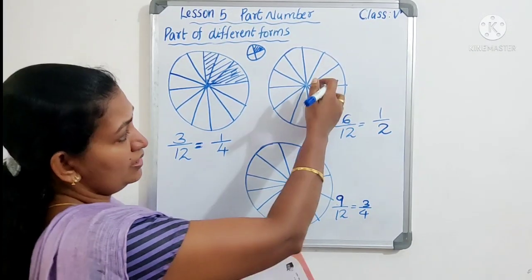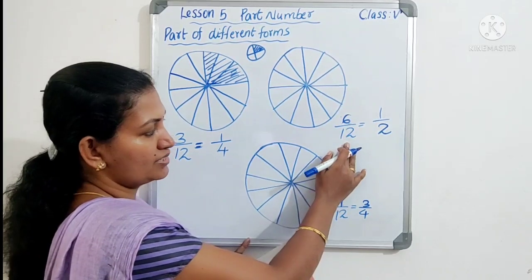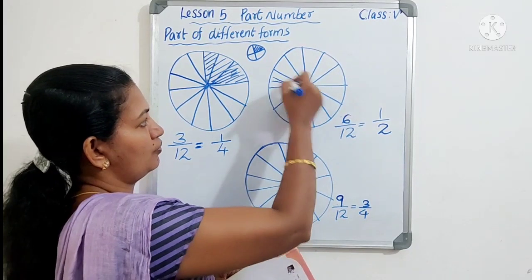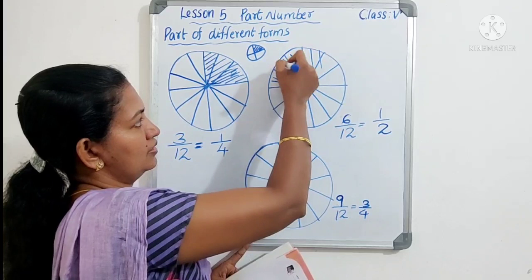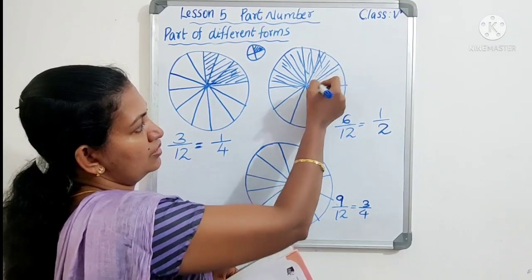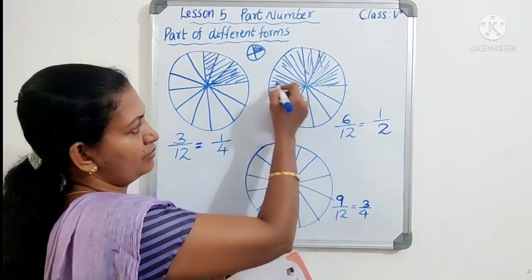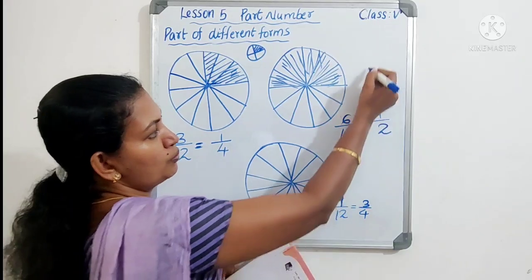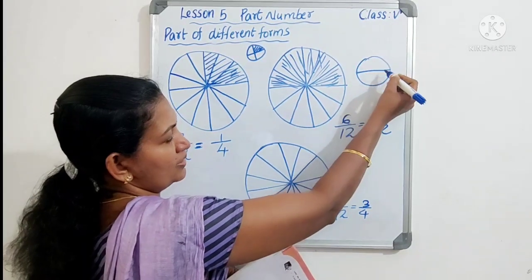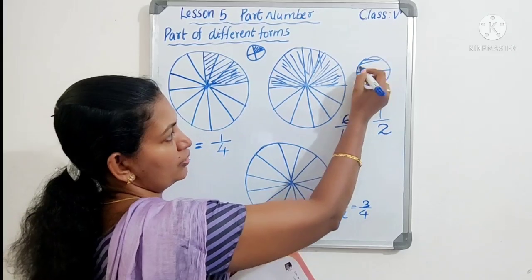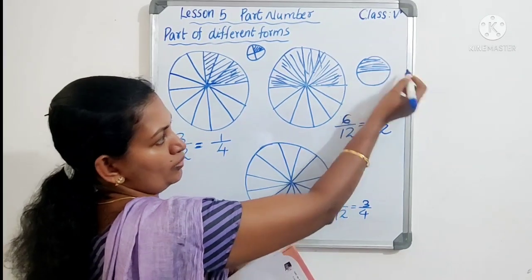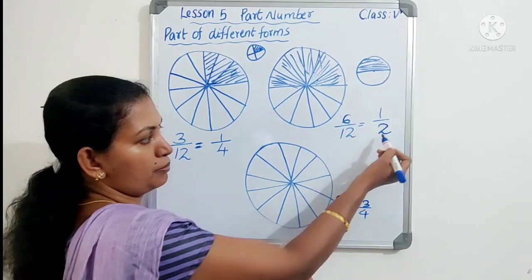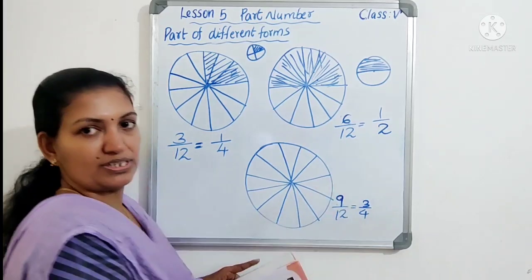Next, this circle is divided into 12 equal parts and we have to find 6 by 12. 6 by 12 means what? Half. So we have to shade half the portion. The 6 columns shaded. 6 columns is equal to 1 by 2. The circle in 2 equal parts, 1 by 2 is half shaded. This is the same. So 6 by 12 is equal to 1 by 2. We can write 6 by 12 and 1 by 2 both are the same.